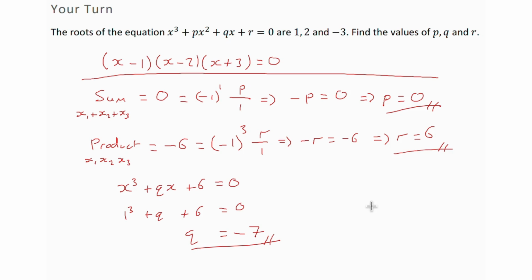As I said, there are multiple different methods you could use to solve this. This isn't the only one, but this is a nice alternative to having to do a lot of algebra here with expansion, using the sum and the product of the roots rules that we have seen.